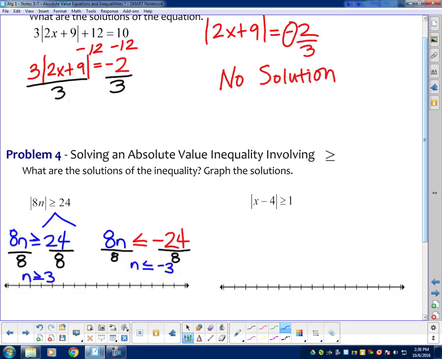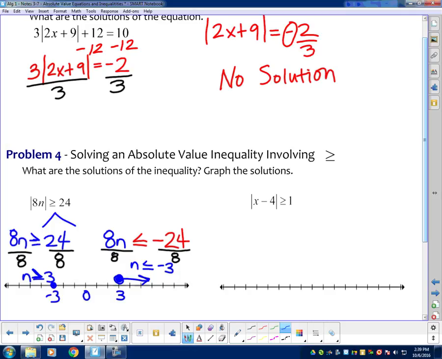So n is greater than 3. So which way is my arrow going on the 3? Right or left? Going to the right. Is it an open or a closed circle? Closed. Okay, so I'm going this way on here. Closed for both of them. And yes, closed on negative 3.